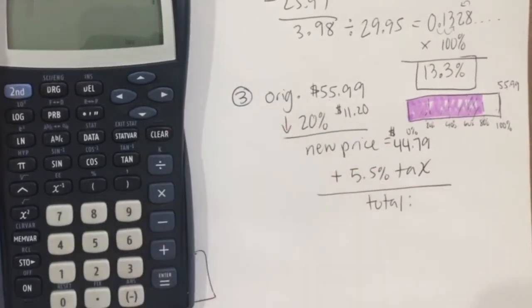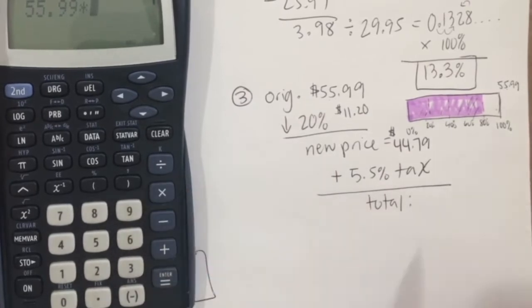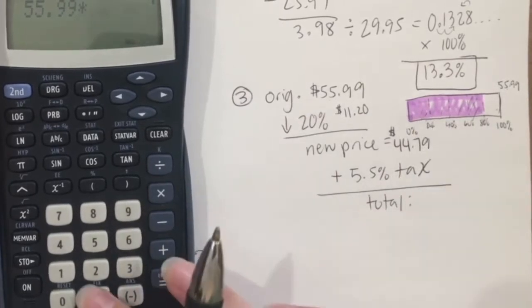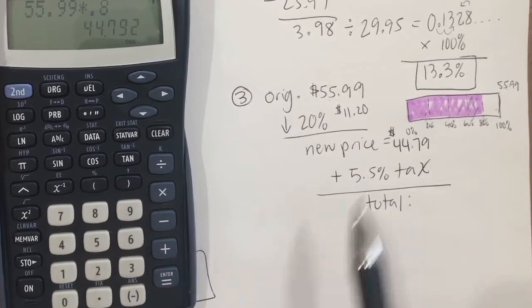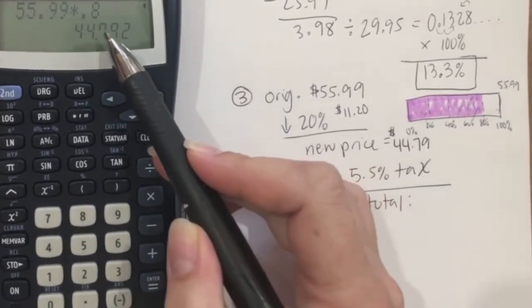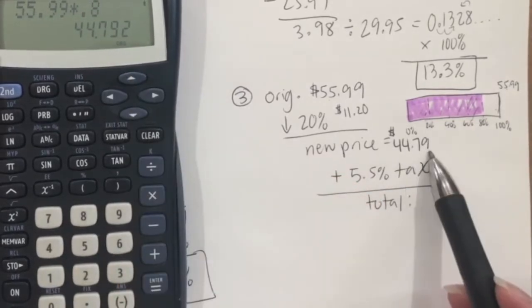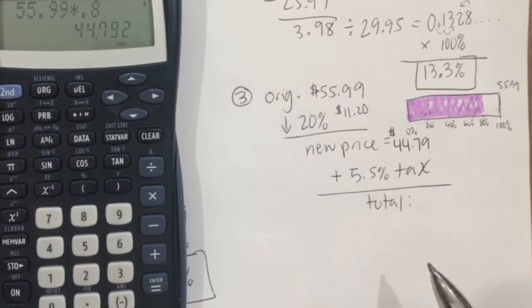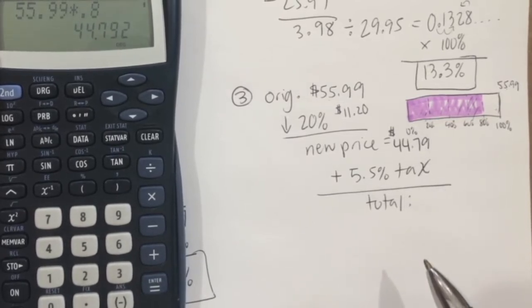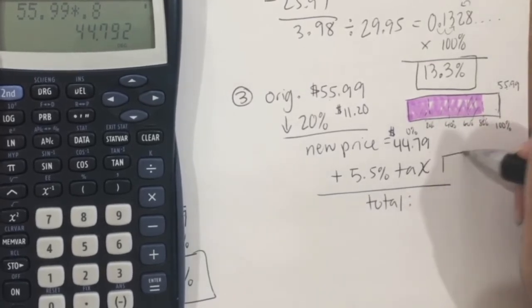Now, the shortcut way is to say $55.99 times what's left, which is the 0.8, the 80%, and we get $44.79. The 2 makes the 9 stay the same. It doesn't round up, so $44.79. You get the same answer in 1 step instead of 2. So we can do this with the tax as well, okay?